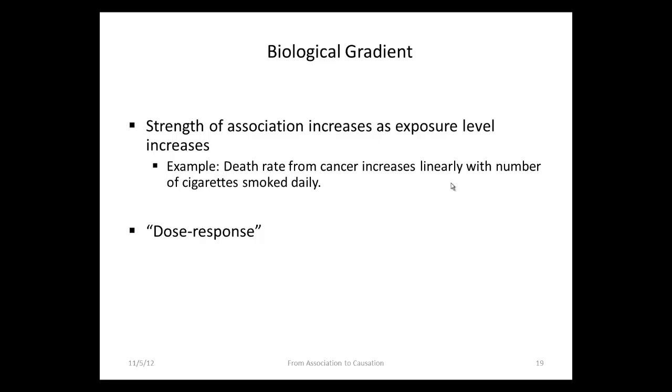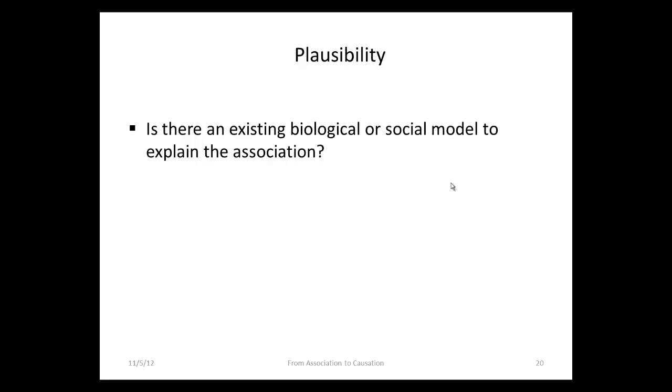Gradients we've talked about, biological gradients. It's also known as a dose response. So we want to see that as the exposure increases, the strength of the association increases too. We'll talk about this again in our case this week with cigarettes and lung cancer. But what we want to see, of course, is that more cigarette smoking, not just yes-no cigarette smoking, but a few cigarettes versus lots of cigarettes, are actually producing a higher risk of the outcome of interest.